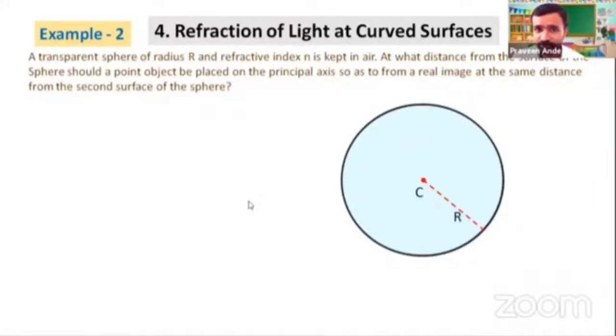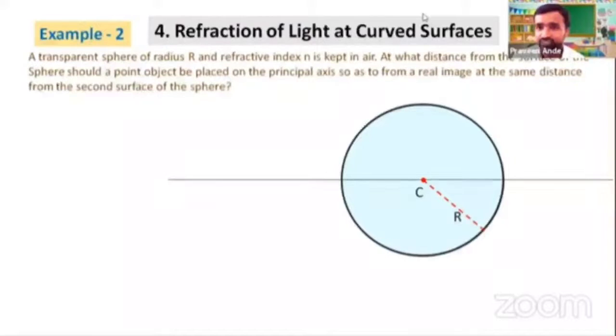A transparent sphere of radius r and refractive index n is kept. So the refractive index of the material, the medium, is given: that sphere has n equal to something. Here let me take an optical axis, the principal axis. Principal axis is also known as, sometimes, optical axis. Here, which object is placed on the principal axis?